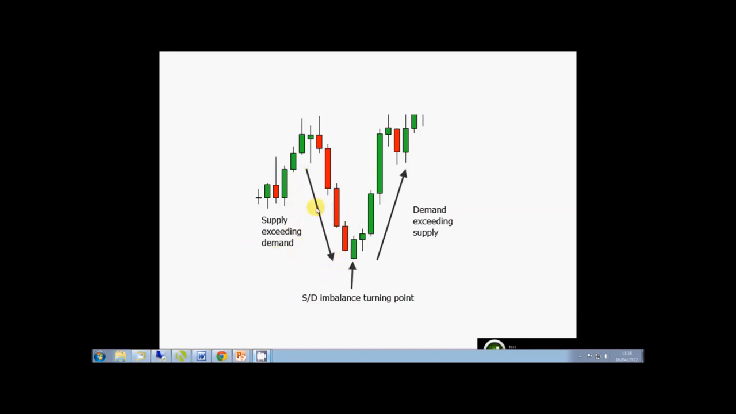As we can see in this example here, we have supply exceeding demand, and then we don't have a period of consolidation on this time frame. We basically have a reversal as demand exceeds supply. So this is the turning point. This is a turning point here.